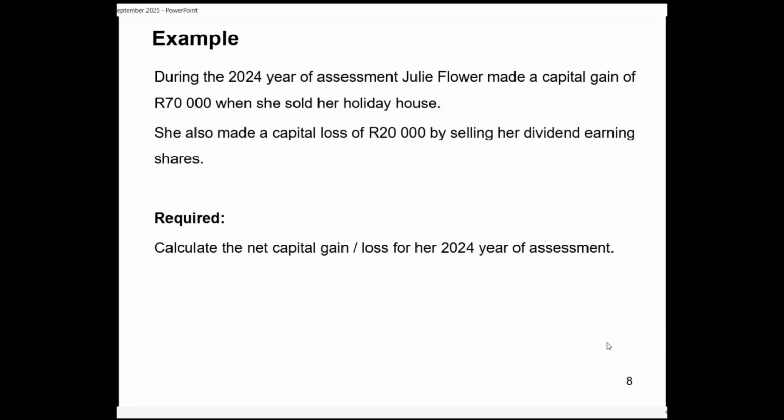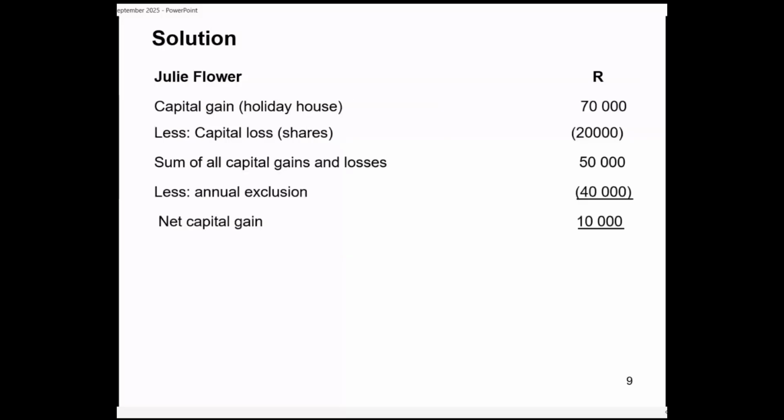We have another example. During the year of assessment, Julie Flavor made a capital gain of 70,000 when she sold her holiday house. She also made a capital loss of 20,000 by selling her dividend-earning shares. Calculate the net capital gain for the 2024 year of assessment. The calculation will be as follows: the gain of 70,000 less the capital loss of 20,000. The sum of the capital gain will be 50,000. Less the annual exclusion, which, remember, is for an individual, and you get to the net capital gain of 10,000.